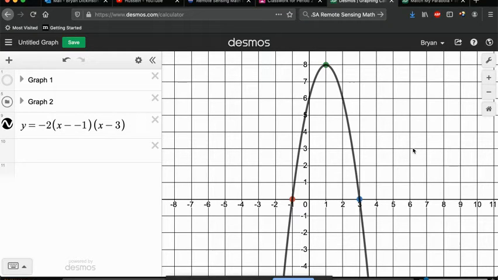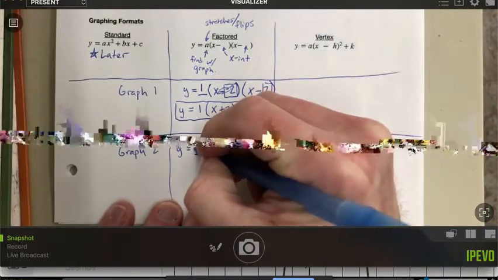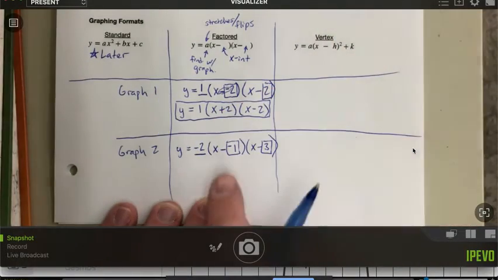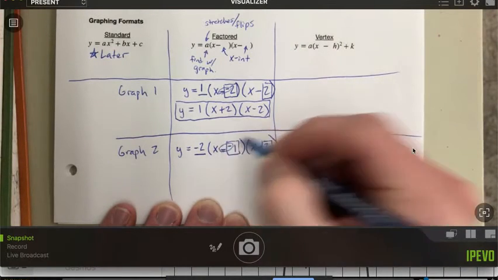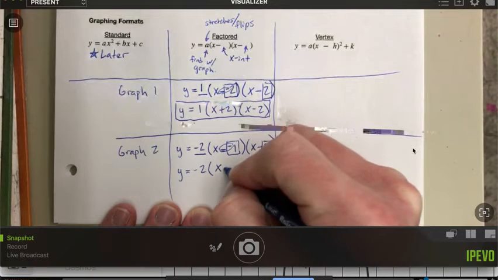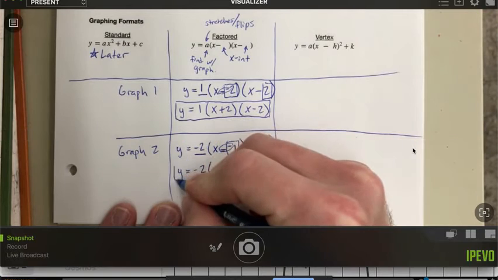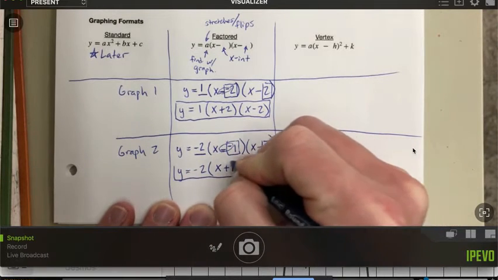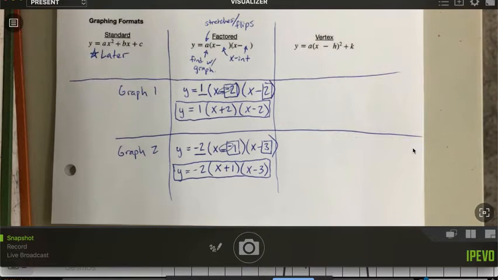All right. So now if I go back to my paper, I now know that for graph 2, it had to be a -2 for a. And once again, I'm just going to write this a little bit nicer by saying that x minus -1 is really an x plus 1. And now I have this quadratic equation for parabola 2. That's it.